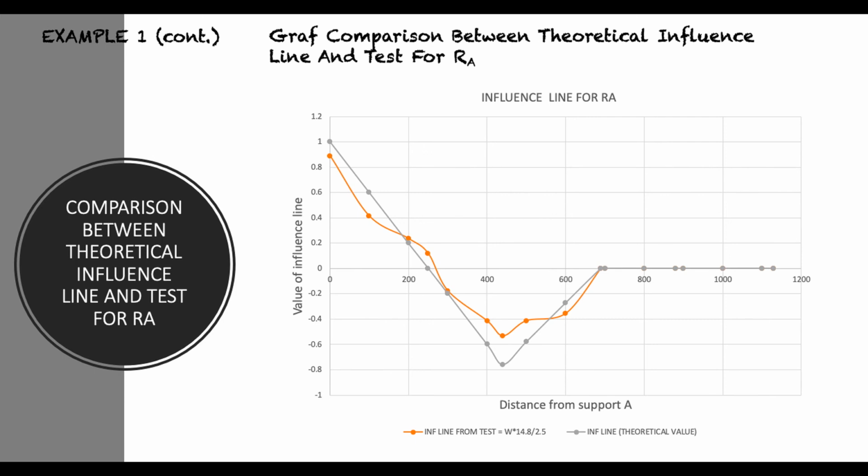For the comparison, it's better for us to plot in one graph the theoretical and experimental influence lines for RA. So you can see the difference and the disparity, and you need to calculate the disparity percentage and then give your reason why it is so.